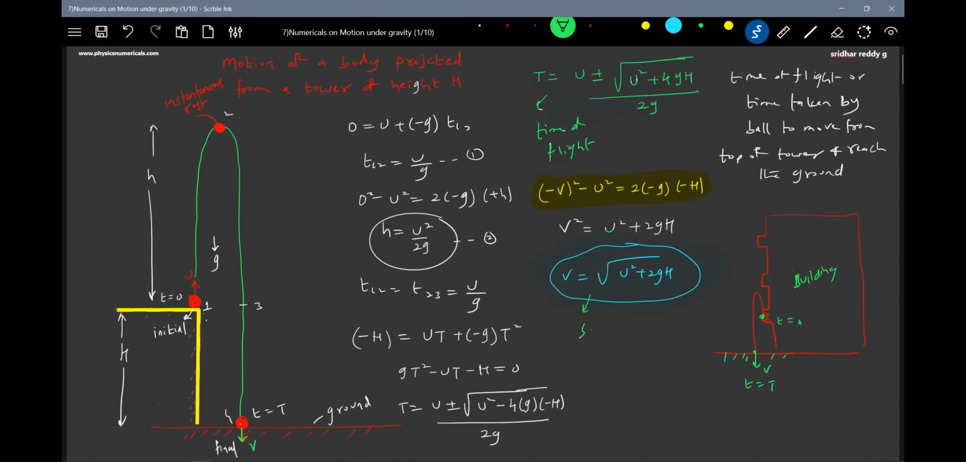So what will we write? Speed with which ball strikes the ground. What about at 3? What is the state of the ball? It will be moving with a velocity, so what is that velocity equal to? Here it will be moving with a velocity, say v3, which is equal to u only. Able to get this? So definitely between 3 and 4, can you apply it? You'll get the same answer.